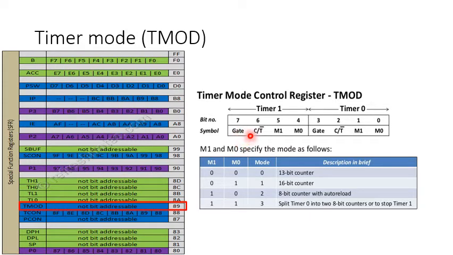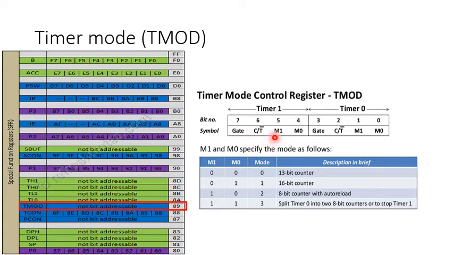Next, about C/T bar. These timers can be used as both timers and counters, to keep time and to count external events. To use it as a timer, the C/T bar bit is set to 0, whereas if it is set to 1, it is used as a counter of events.